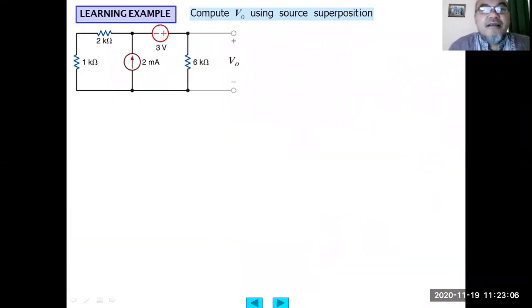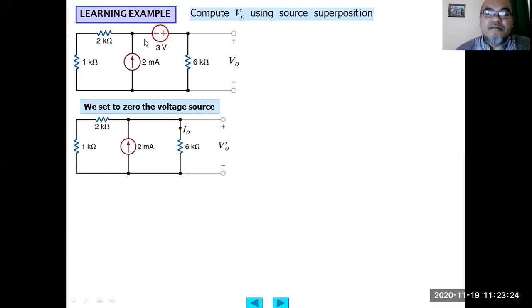So this is the principle of superposition. Let's give an example. Compute the V output, the voltage across this 6 kilo ohm resistor, if we have this circuit with one independent current source of 2 milliampere and one independent voltage source of 3 volt. First we calculate the contribution by the independent current source. We set the independent voltage source to 0 by short circuiting it like this.